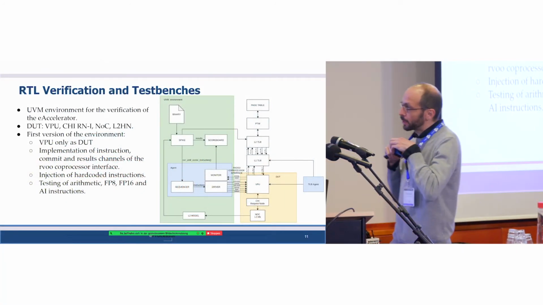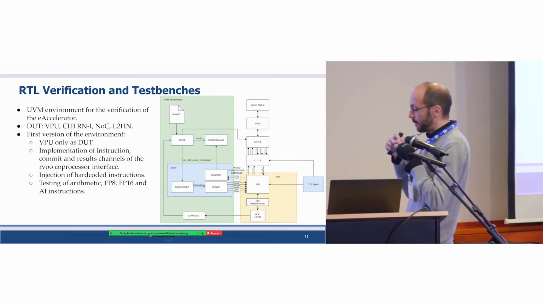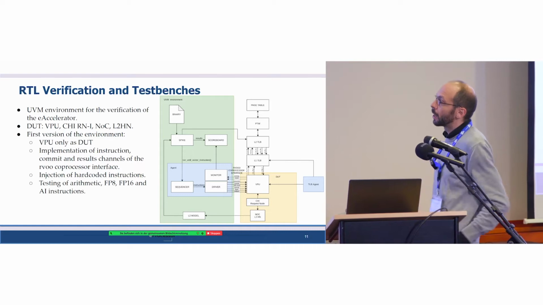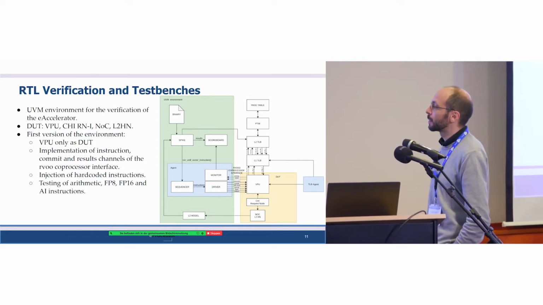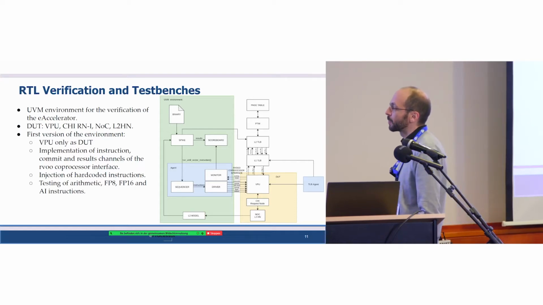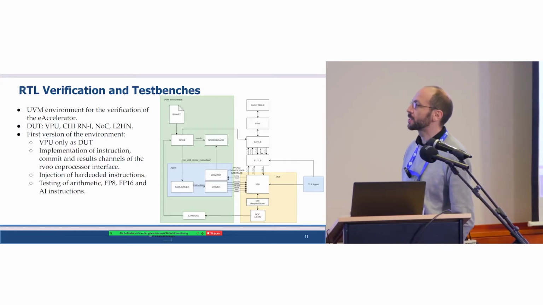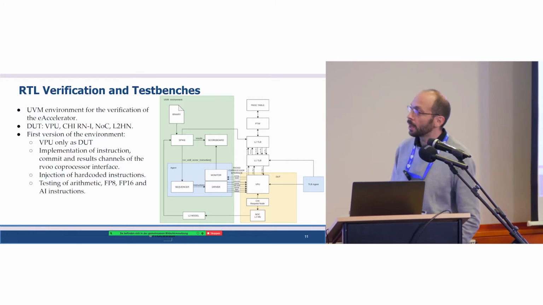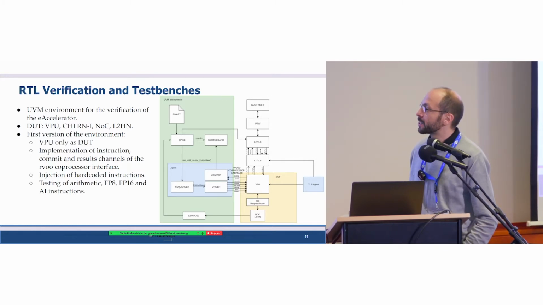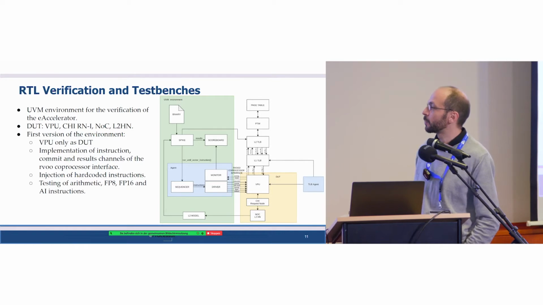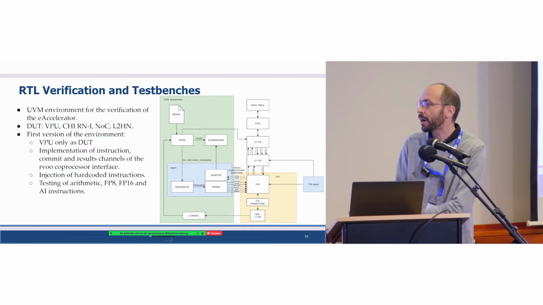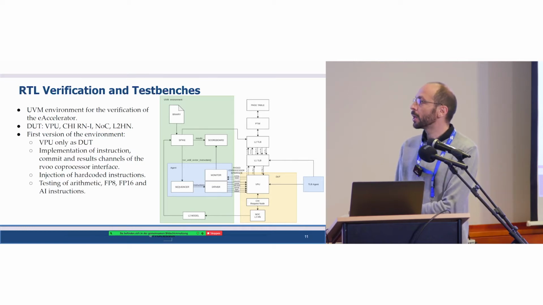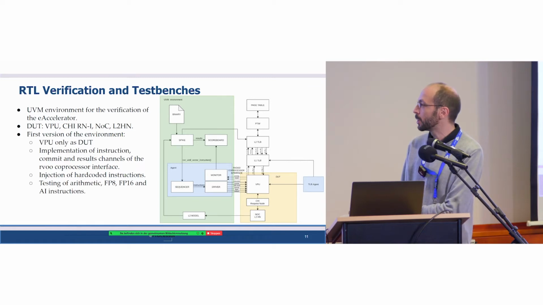Then, of course, we're doing a lot of work on verification and test benches. We're using UVM. For us, that means we have a DUT, design under test, that includes the VPU, the CHI that we are using, which is the AMBA 5 CHI protocol. It includes the NOC and the L2 home node.